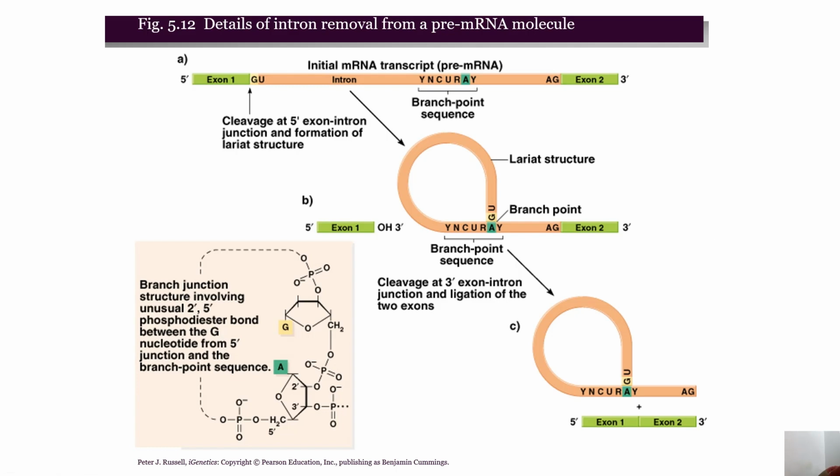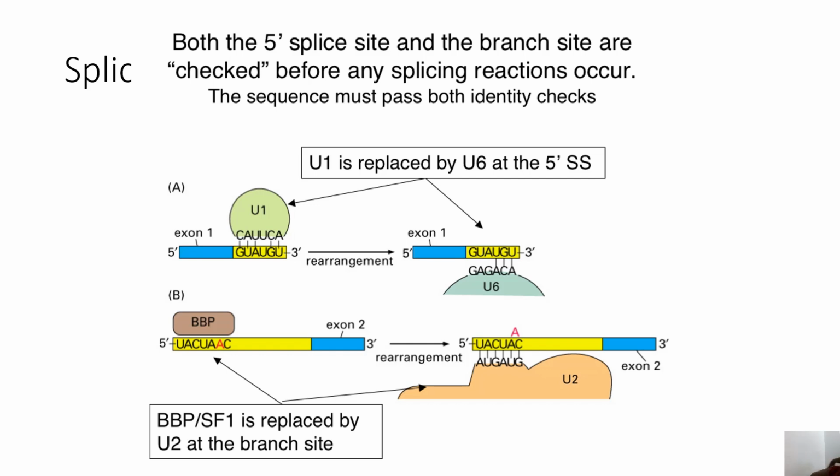Okay. And the branch junction structure involves an unusual 2'-5' phosphodiester bond between the G nucleotide from the 5' junction and the branch point sequence. Now, both the 5' splice site and the branch site are checked before any splicing reactions occur. The sequence must pass both identity checks.